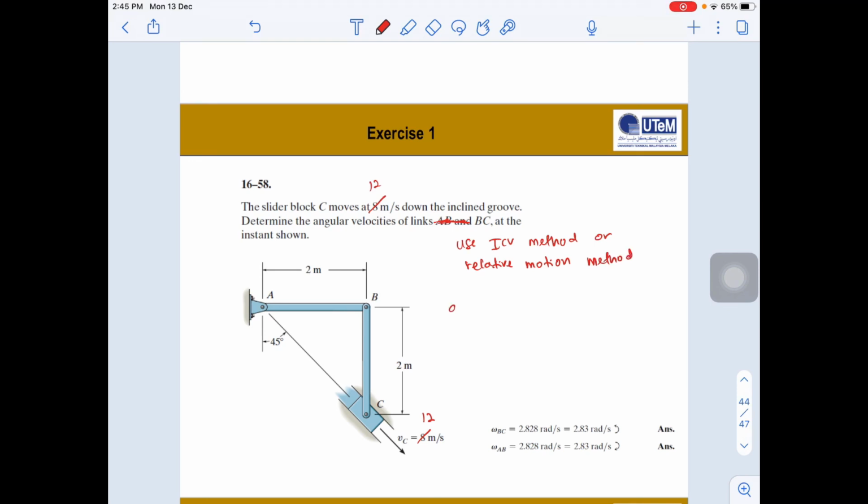Okay, so your attendance code is basically the answer. What is omega BC? Okay, what is omega BC? Right. For the answer for this exercise, if you're using 8 meter per second, you get this answer lah, 2.828. But I need you to change from 8 to 12. So find what is omega BC.